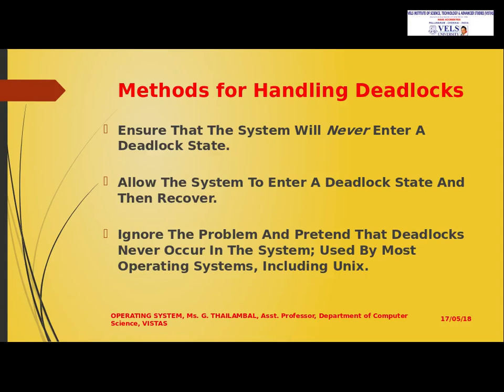One is either you ensure that the system will never enter a deadlock, so you are going to choose only the processes like that for allocation, or else you allow the system to enter deadlocks because you have so many techniques. So definitely I can make the system come out of the deadlock. If you have that confidence, you allow the system to enter into a deadlock and then you can correct the deadlock. Or else you ignore the problem.